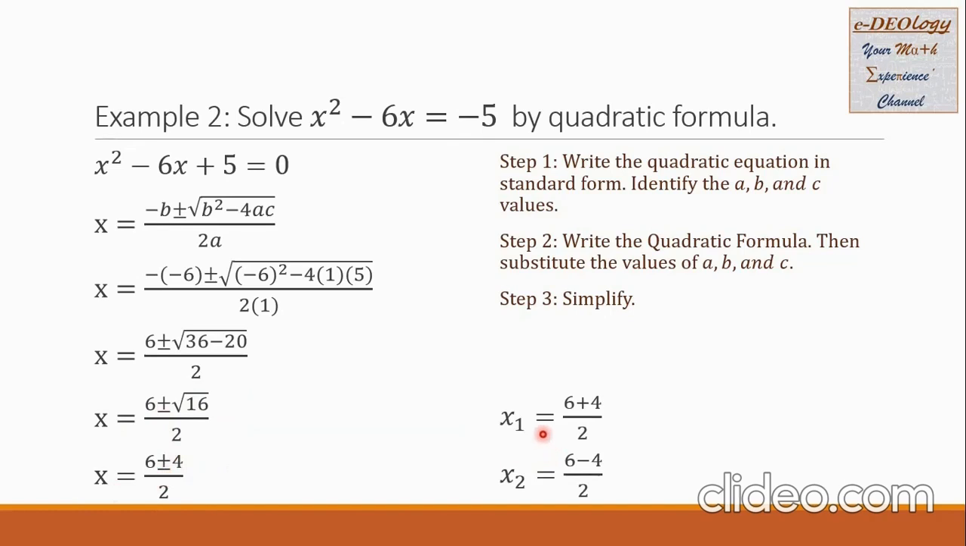x sub 1 equals (6 plus 4) all over 2, and x sub 2 equals (6 minus 4) all over 2. For x sub 1, 6 plus 4 is 10 over 2, which is equal to 5. For our x sub 2, 6 minus 4 is 2 over 2, and that is equal to 1. And this is our final answer.